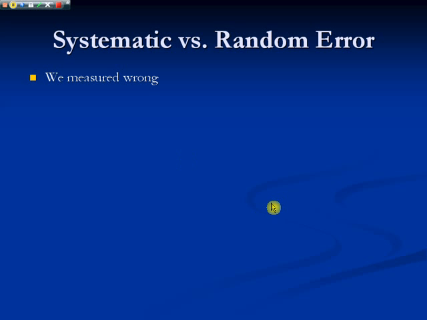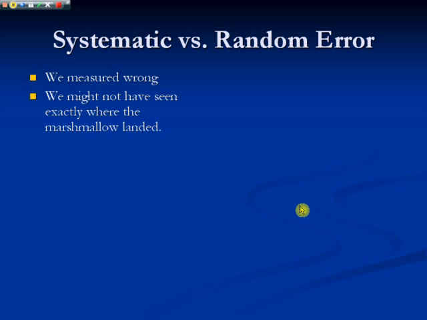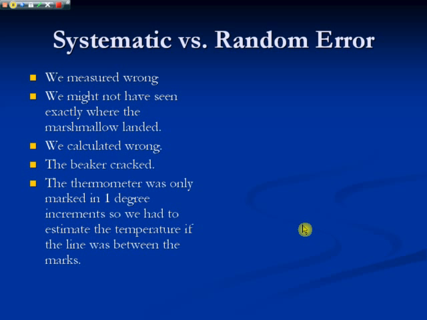We measured wrong. That is a systematic error. If you measure wrong, you should go back and fix it. We might not have seen exactly where the marshmallow landed. That would be a random error, because you probably will not be able to see exactly where a marshmallow landed. We calculated wrong. Again, that's systematic. The beaker cracked. That's systematic. The thermometer was only marked in 1 degree increments, so we had to estimate the temperature if the line was between the marks. That would be random. Okay, and Mr. Boyd didn't time us correctly. That, of course, would be systematic.